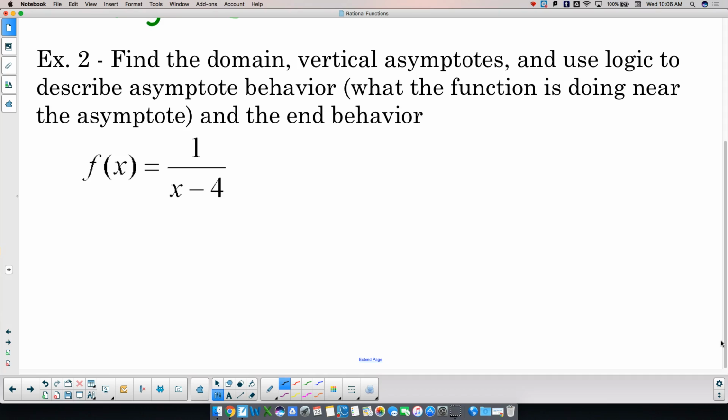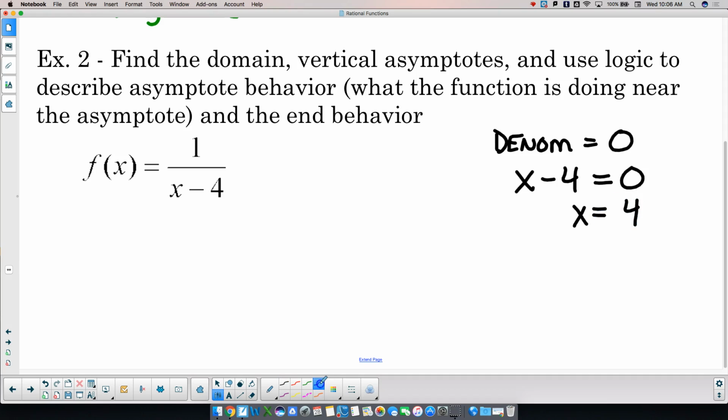Okay? So it says find the domain, vertical asymptotes, and use logic to describe asymptotal behavior. That's what the function is doing at the asymptotes. And the end behavior. Okay? So the first thing that we need to do to find the domain is I set the denominator equal to 0. That's how I find domain. x minus 4, I set that equal to 0, and I solve that. Easy solve, x equals 4.